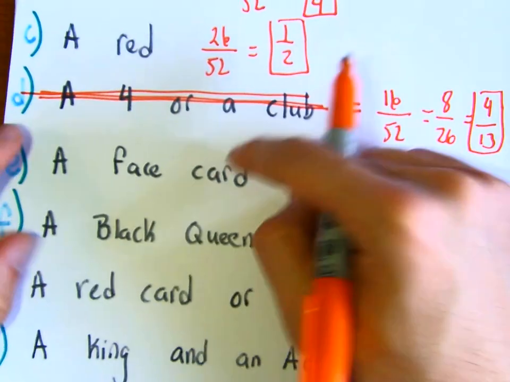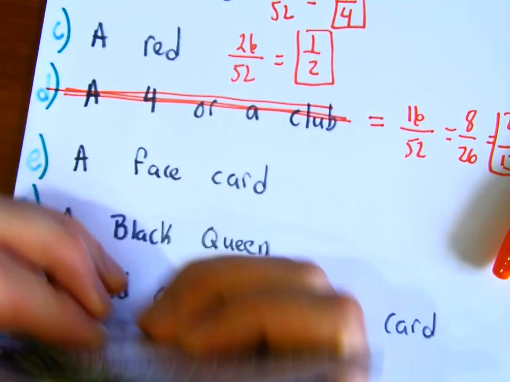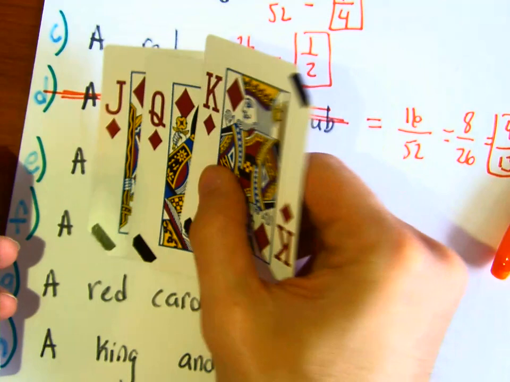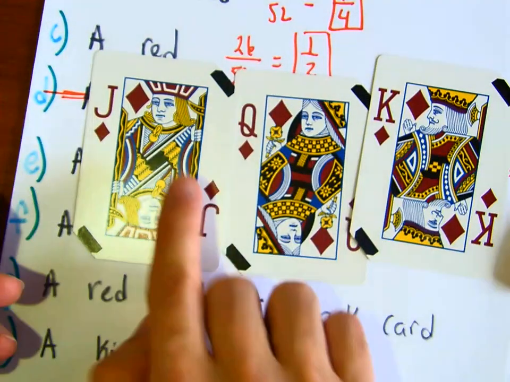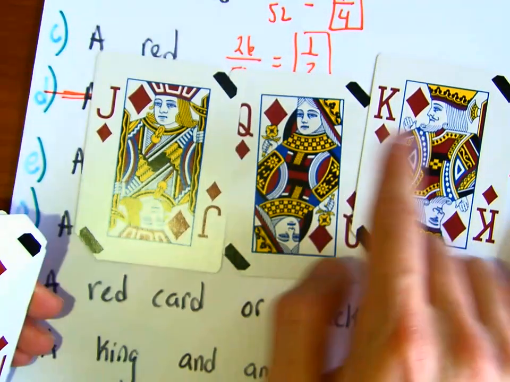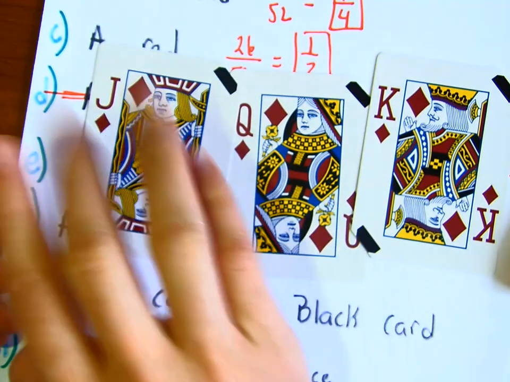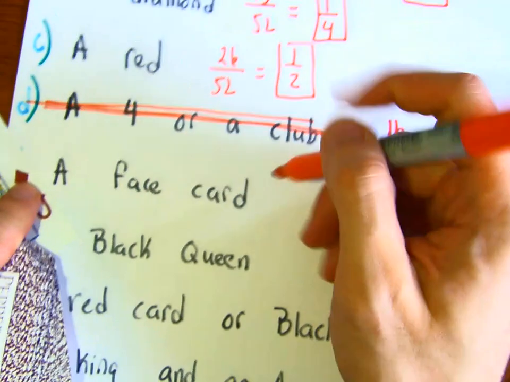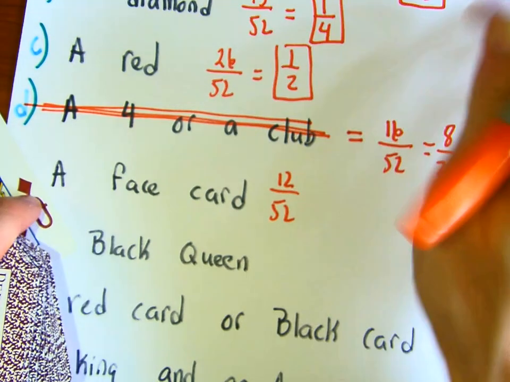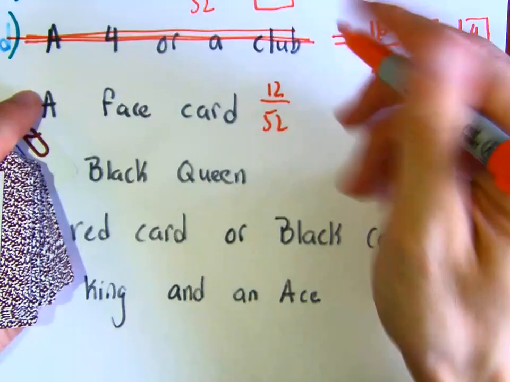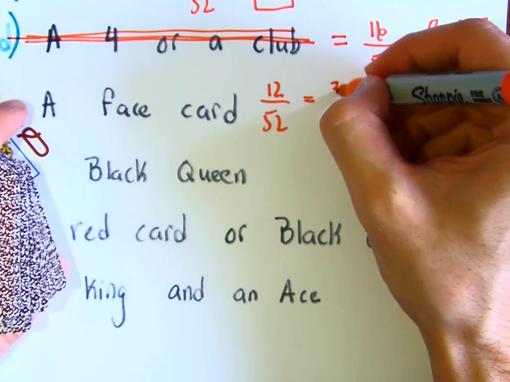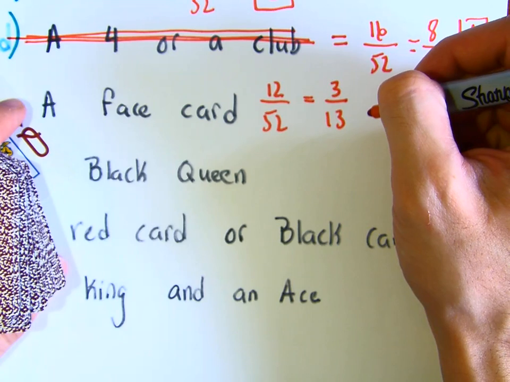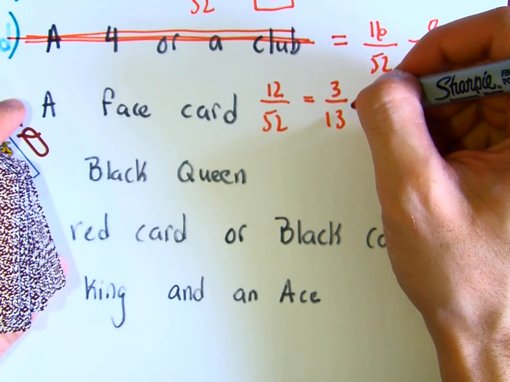Okay. A face card. A face card, I should have said this in the last video. What is a face card? A face card has to have a face. So the only cards that have faces are the jacks, the queens, and the kings. Well, how many jacks are there? 4. How many queens are there? 4. How many kings are there? 4. So there are 12 out of 52 face cards, which is, what is that? That is 3 over 13, right? Yeah, 3 over 13.